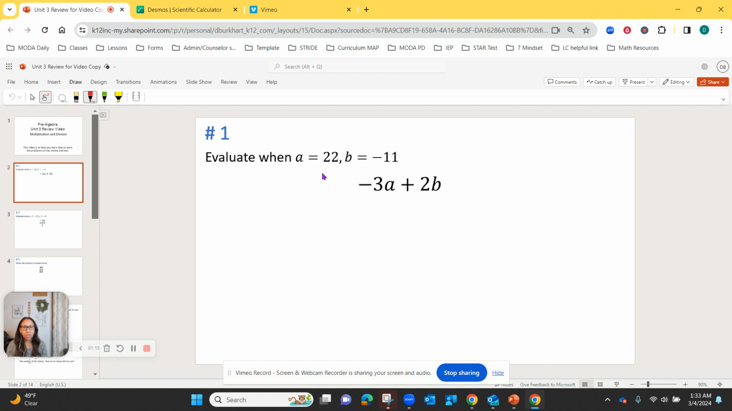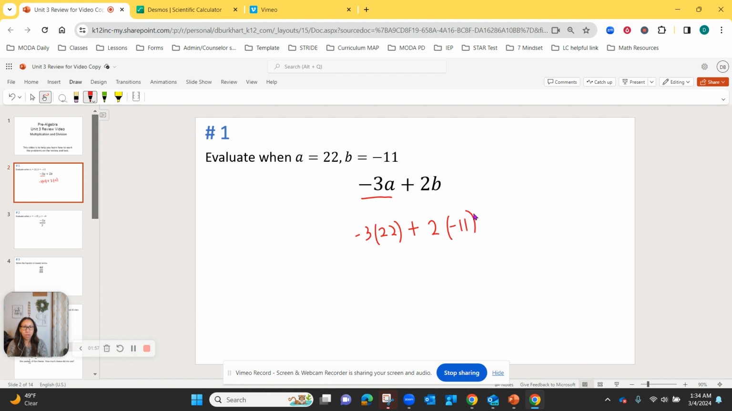All right, so we have to replace that A with a 22, and when they're smashed together like this, the operation to use is multiplication. So let's go ahead and do the multiplication sign. Another way of doing that is parentheses, so negative 3 times 22, and then do the same thing with the B, which is negative 11. You can actually put this one into your decimal scientific calculator.